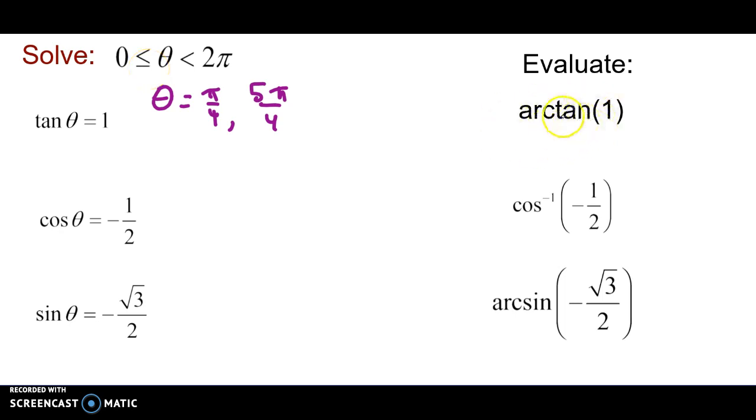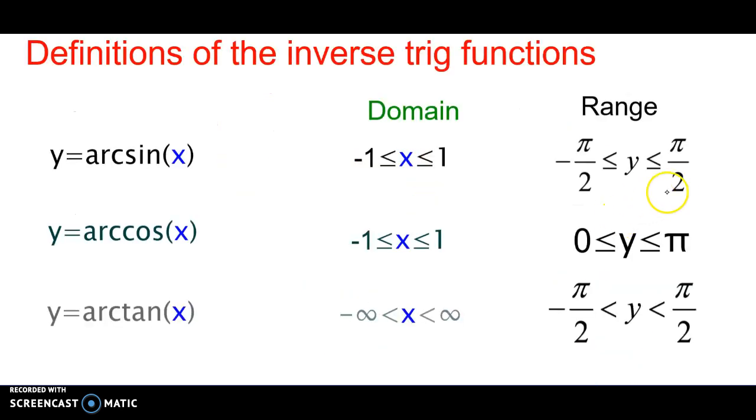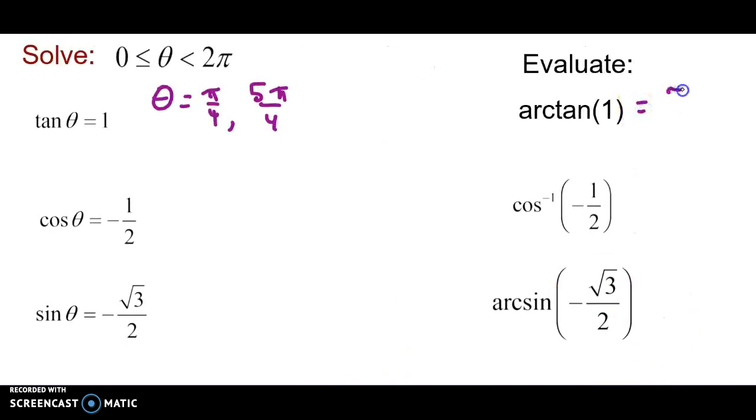Now, let's think about this. This gets a little bit different. For arctangent of 1, what this is saying is at which angle does the tangent equal 1? But also we have to go back and think about, okay, well, what's my domain for tangent and what's my range? Well, 1 is in my domain, so that works. My range is from negative pi over 2 to pi over 2. So that being said, this is going to be pi over 4. Why not 5 pi over 4? Remember, this range goes from negative pi over 2 to pi over 2. 5 pi over 4 is not in that range. Sorry, I think I said domain a second ago.